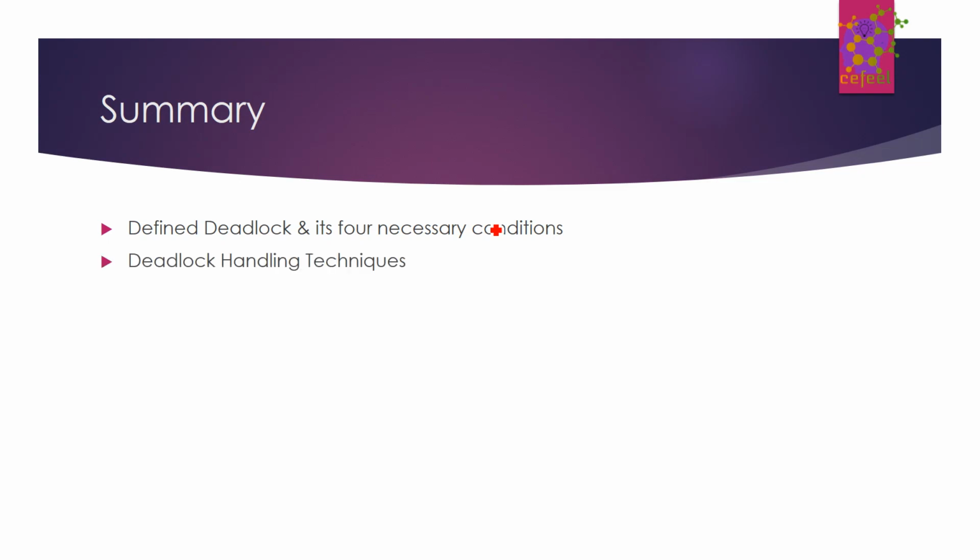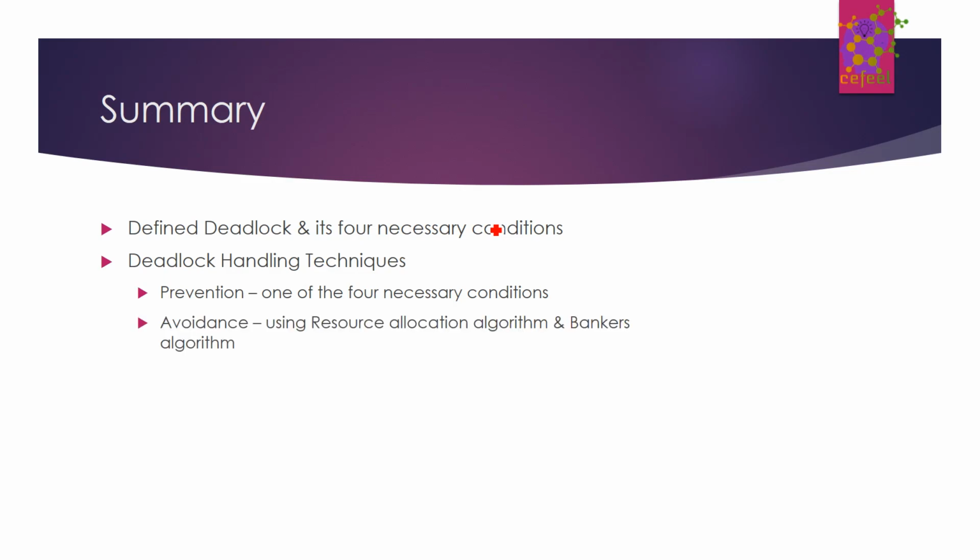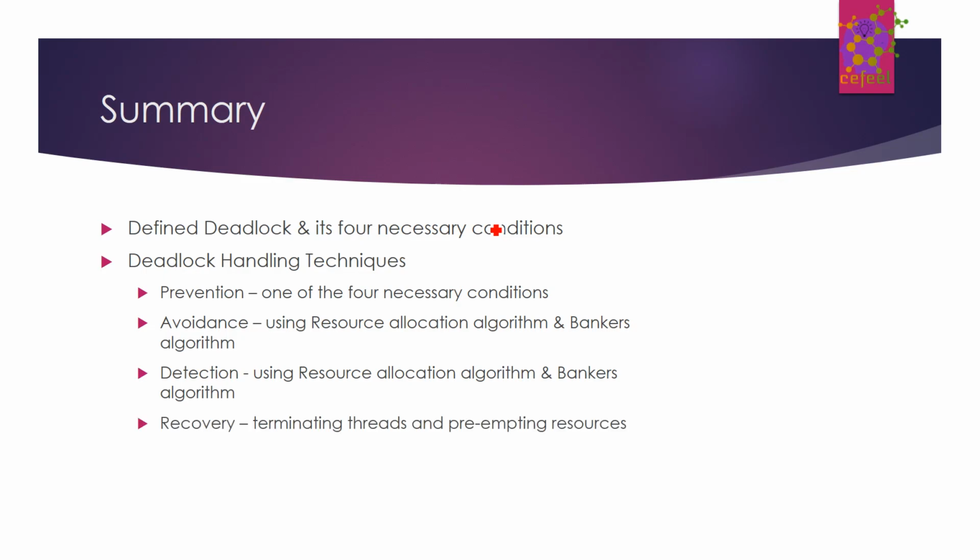Then we moved ahead to deadlock handling techniques. In fact, we saw a few techniques here to prevent deadlock, to avoid deadlock, and we saw 2 algorithms for deadlock avoidance. We also saw 2 algorithms for deadlock detection, and then we discussed lastly the recovery, which means to terminate threads and then preempt resources.